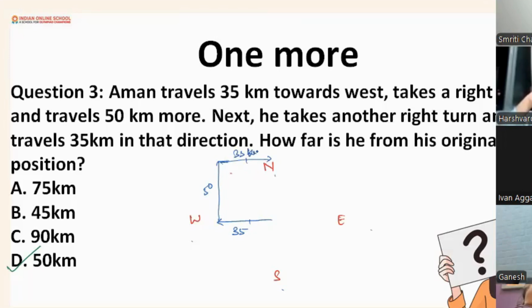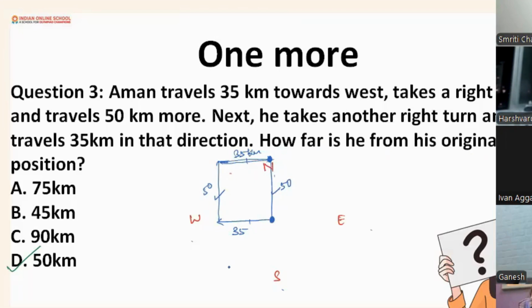Okay, now the question is asking how far is he from the original position? He is here right now, and this is the original position. So this much direction he needs to cover, and that needs to be the same as this direction, because this direction is the same. That's why it needs to be 50.